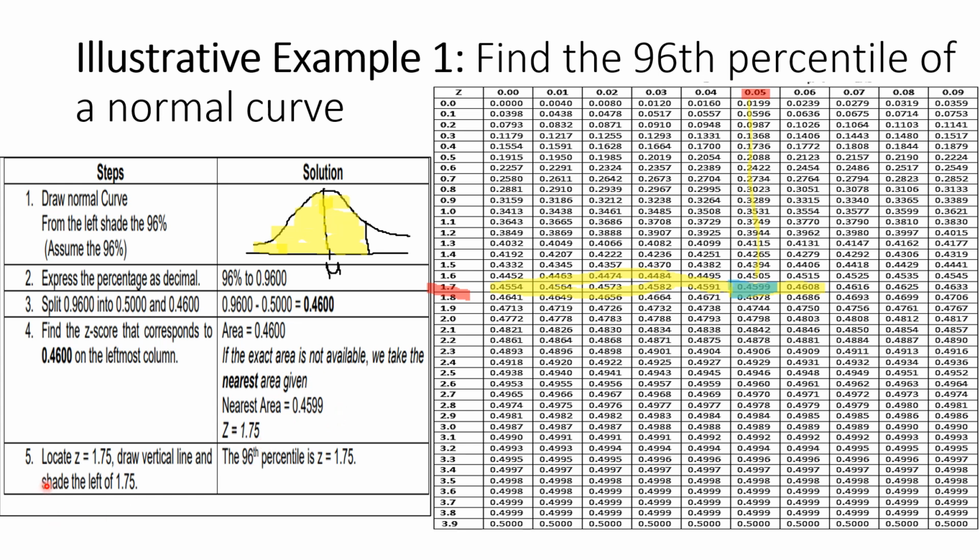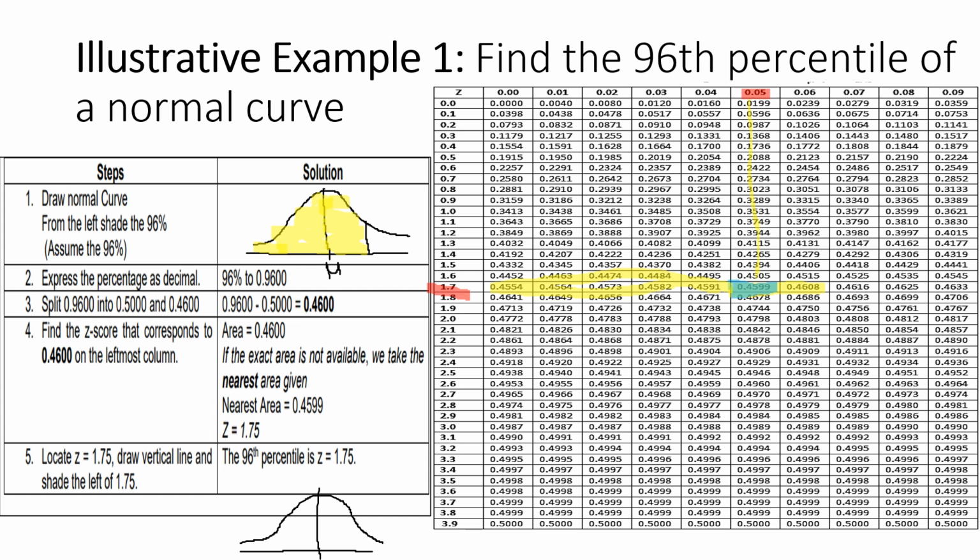For our last step, of course, we locate z equals 1.75 and draw a vertical line and shade the left of 1.75. So, we draw again a normal curve for our last step. So, we draw a normal curve and then, ayan. So, this is mu, no? This is mu. Pakilagay na lang yung mu sa baba, tulad nito. And then, we locate 1.75.